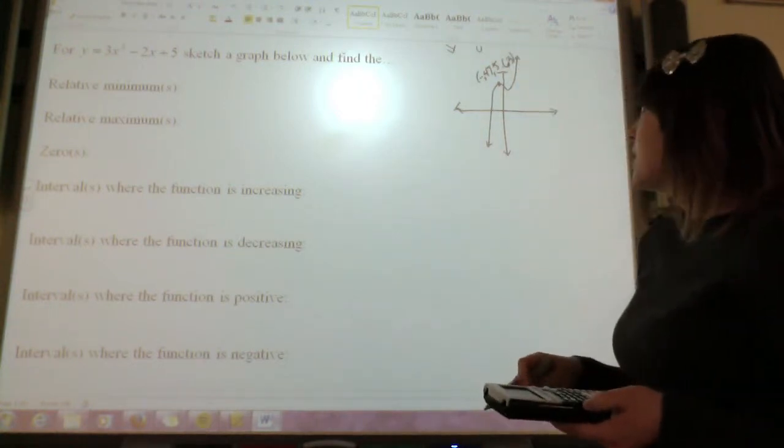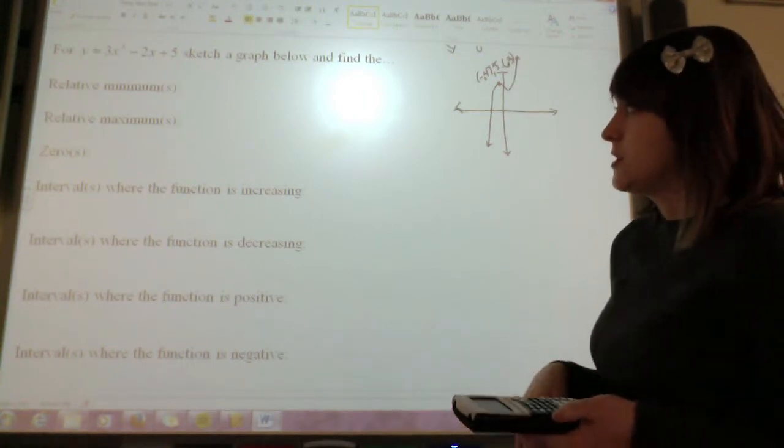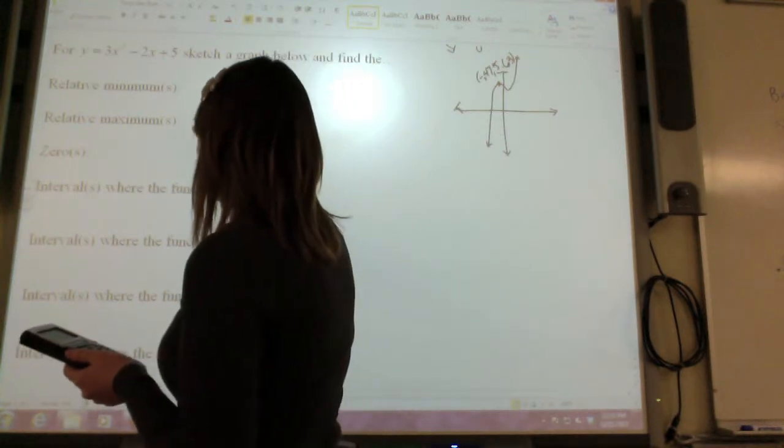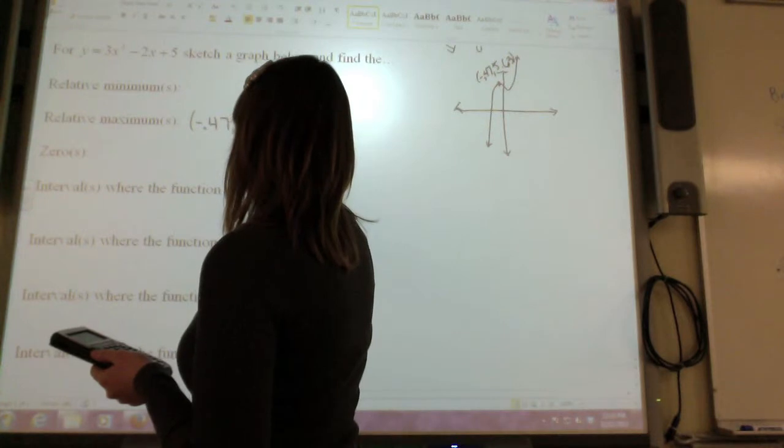And I'm just going to keep track of that on my graph so that I can come back and refer to it and I don't have to find it every time. So my relative maximum is going to be the point negative 0.47, comma, 5.63.